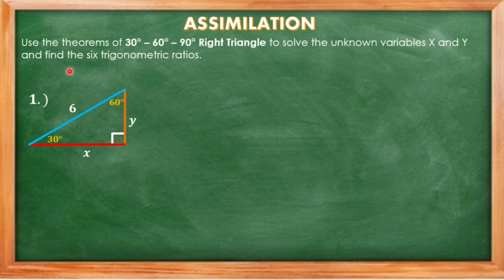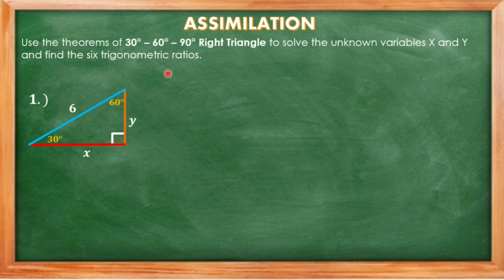Okay, so number 1, use the theorems of 30, 60, 90 degrees right triangle to solve the unknown variables of x and y and find the 6 trigonometric ratios. Okay, so as you can see dito sa ating number 1, meron tayo dito 30, 60, and 90 degrees right triangle. Ang given measurement lang dito sa number 1 na ito ay yung kanyang hypotenuse, which is equal to 6.